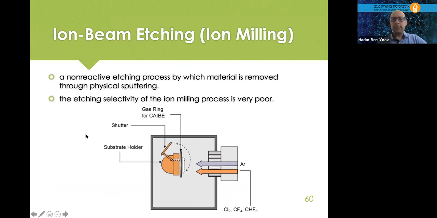And what does it do? It's kind of like milling. So you apply a very strong field that causes ions from plasma to hit the substrate. And whenever they hit, they just mill it. They just remove the material where they hit. So it's physical, it's not selective to any material, just hits the material and removes it.